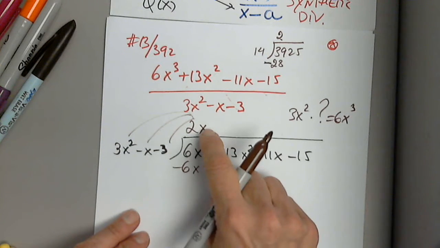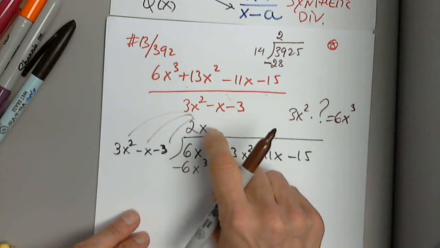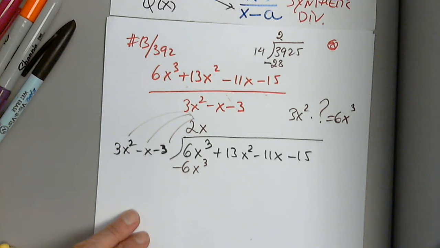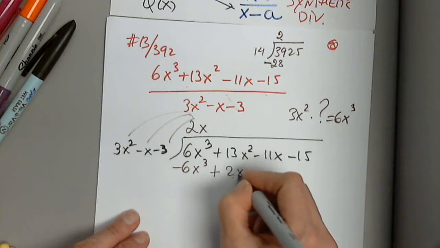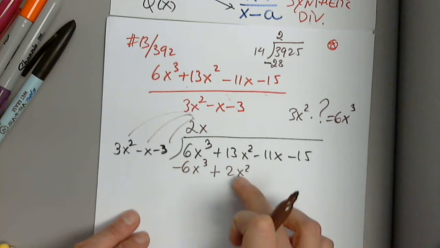In a second. So 2x times negative x. You're right, you're way ahead of me. 2x times negative x is negative 2x squared, but I have to write positive 2x squared. And notice that I wrote it under the like term.